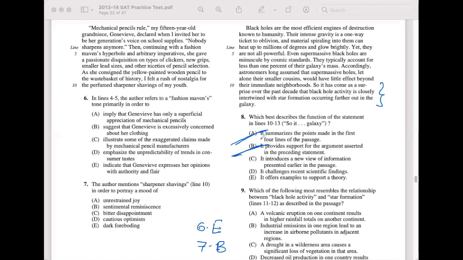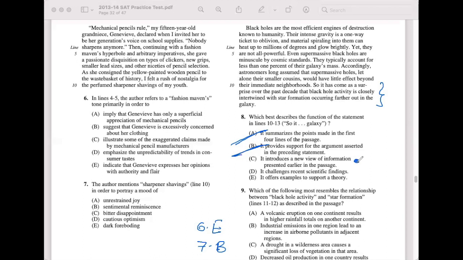I'll keep it for now because there is a new view of information that has been presented. The information that was presented was the fact that they do have intense gravity, but it was believed that they don't really affect anything beyond their immediate neighborhood. And this introduces a new idea that no, in fact, they can have large effects much, much beyond their neighborhoods. So I'll keep C for now.